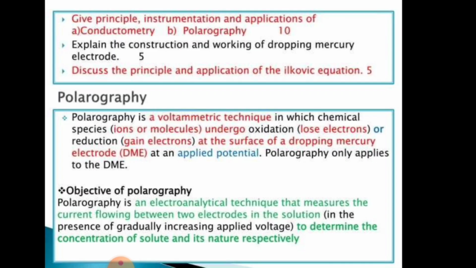In today's class, I discuss polarography. Polarography is a voltammetric technique in which the chemical species, ions or molecules, undergo oxidation (loss of electrons) or reduction (gain of electrons) at the surface of the dropping mercury electrode, that is DME, at an applied potential. Polarography is only applied to the DME.